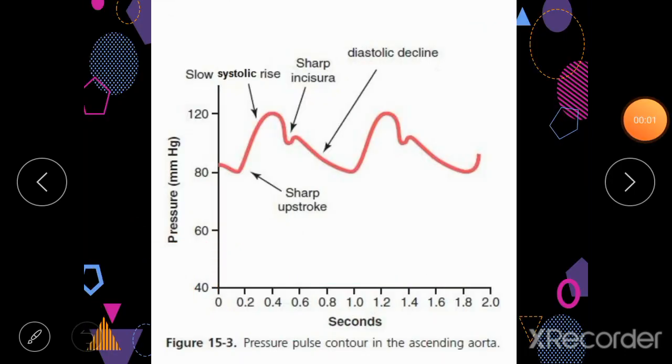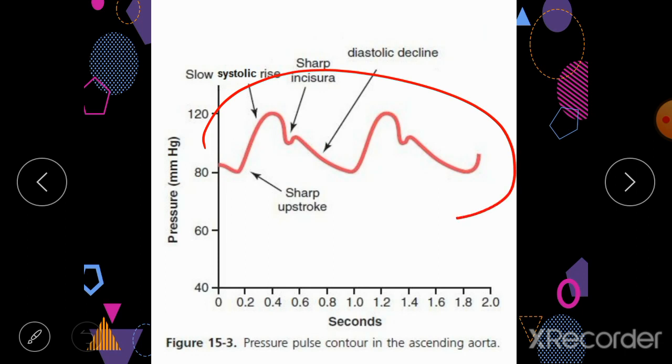To study the wave of the pressure pulse, we must record the changes in the aortic pressure. The graph of the changes in aortic pressure looks something like this. You have already studied aortic pressure changes during the cardiac cycle. You must remember that the pressure in the aorta ranges from 80 millimeter mercury to a maximum of 120 millimeter mercury.